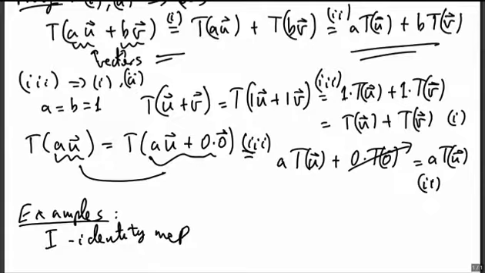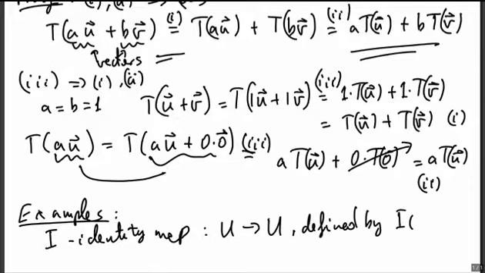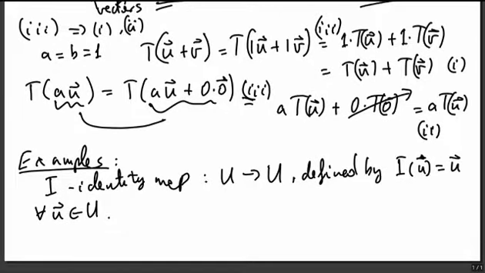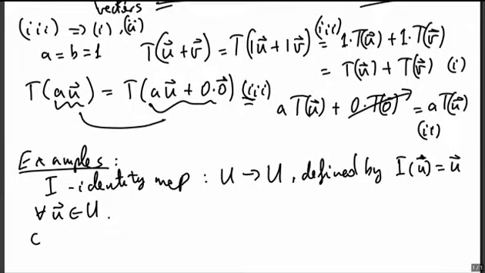So the identity map is from one vector space U into itself, U. So in this case V equals U. The second vector space is the same as the first. And we define it by saying that I of u should be equal to u for all vectors u from the vector space U. So we have to check that this is linear.